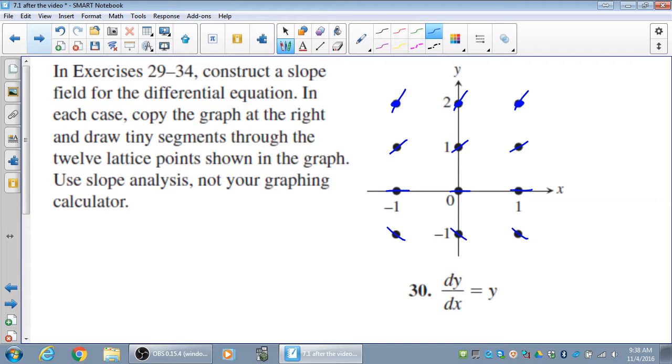Now, they don't ask you to do this. I'm done. We're done with the problem. That's it. Then they might go on, like on the AP exam, and ask you, what does the curve look like that would pass through (0, 1)? Well, we kind of follow these tangent lines.